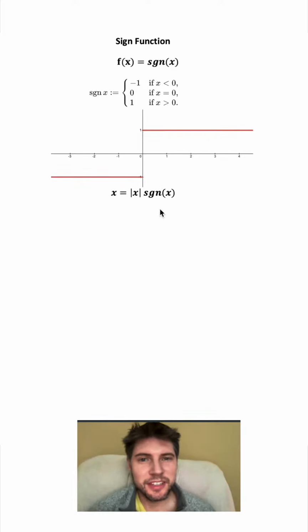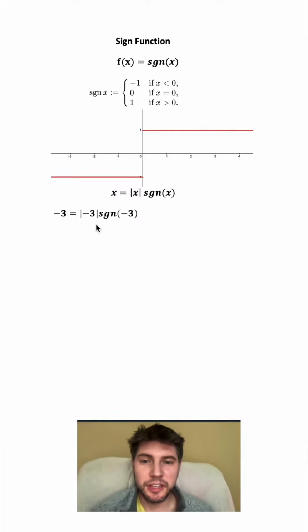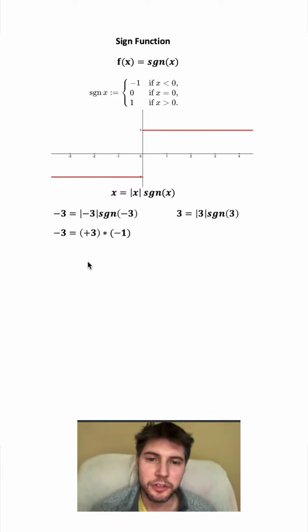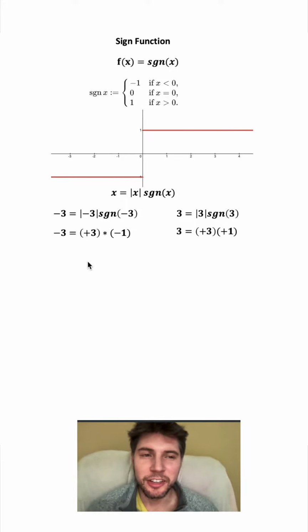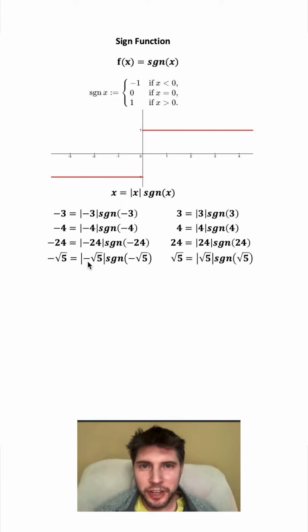Another cool thing about this sine function is that any real number can be expressed as the absolute value of it times the sine of it. So -3 is equal to the absolute value of -3 times sine of -3. And we can verify that the absolute value of -3 is +3, sine of -3 is -1, and that all equals -3. We can also do it for 3. Absolute value of 3 is +3, sine of 3 is +1, that all equals 3. And this is true for any real number, even 0.